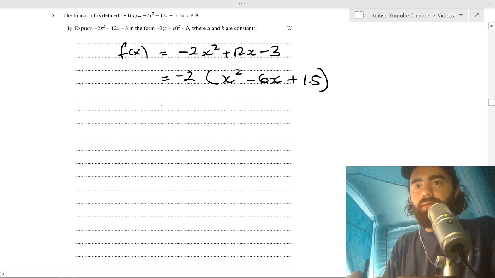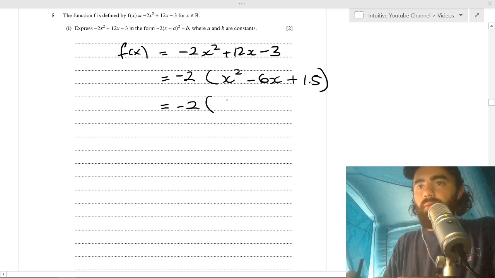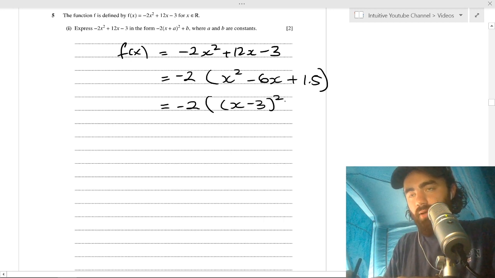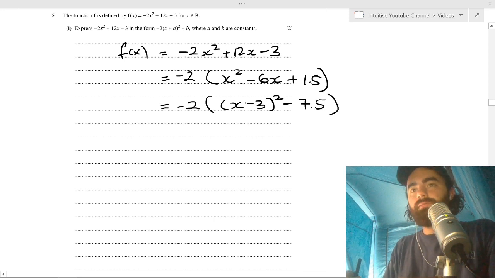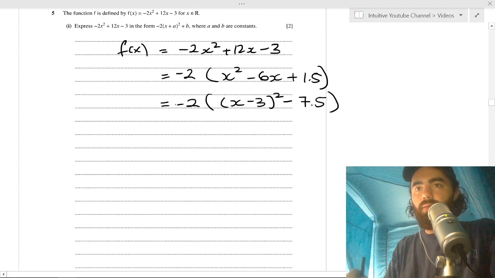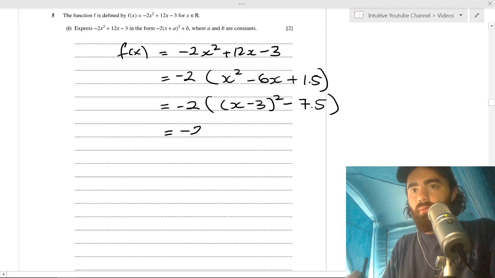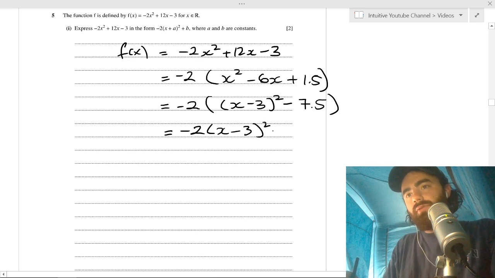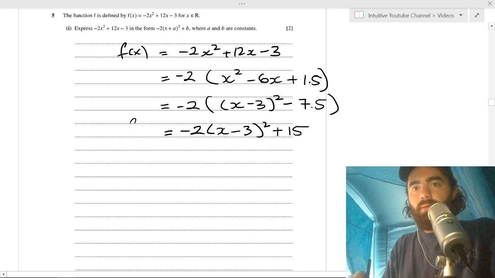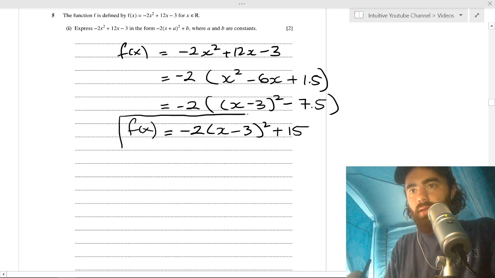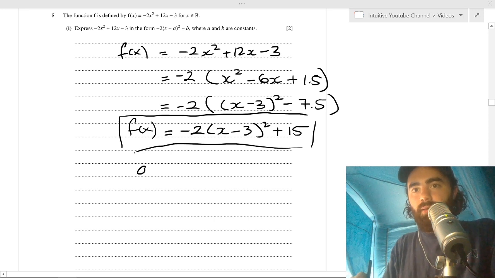Now I can complete the square of this. So I get minus 2 times (x minus 3) squared, and then we're going to get a plus 9 on the end. So to get that to plus 1.5, we're going to need to minus 7.5. Correct? So this and this are equivalent. And then if we multiply back in by our negative 2, we get negative 2 (x minus 3) squared. That times negative 2 is plus 15. So that's it in that form, which means our a is equal to negative 3 and our b is equal to 15.